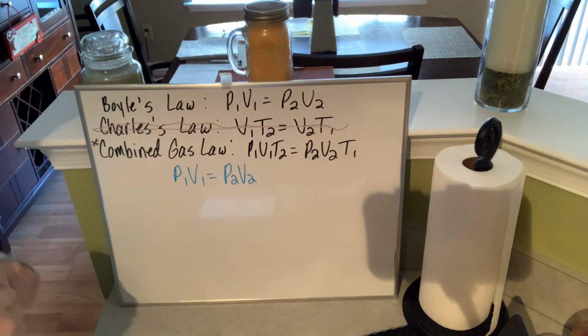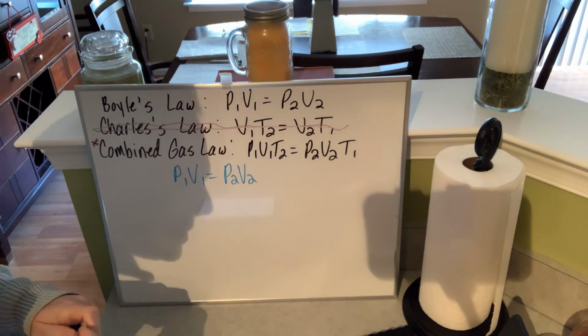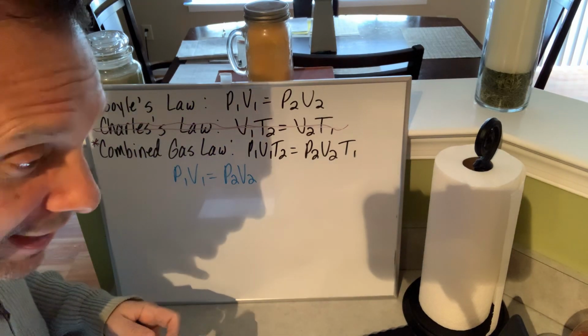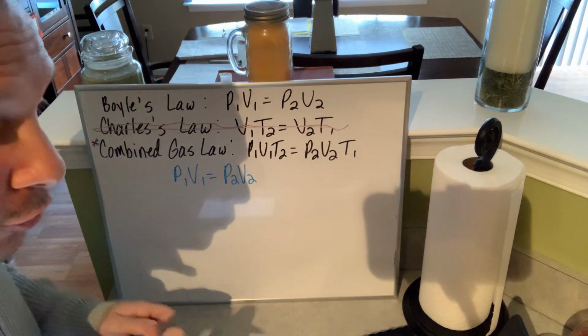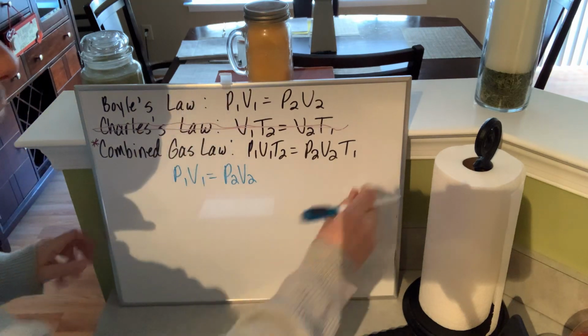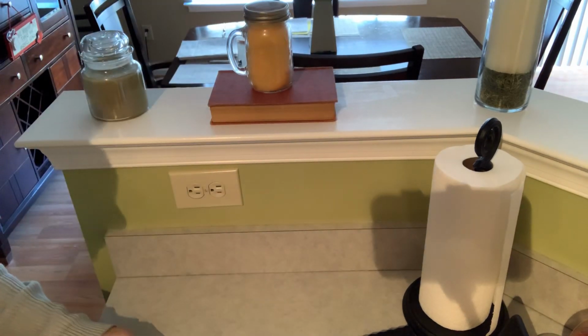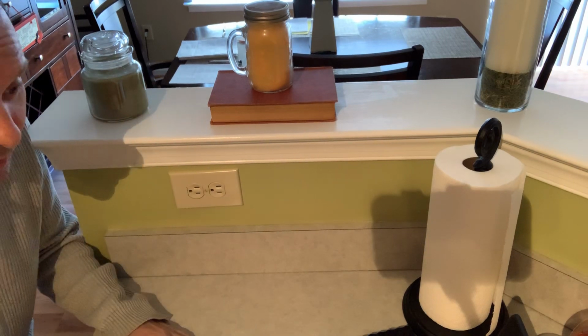Okay, so let's see. The first pressure was 99,400 pascals. And the first volume was 2,500 milliliters. So let's just plug those in right now as is.